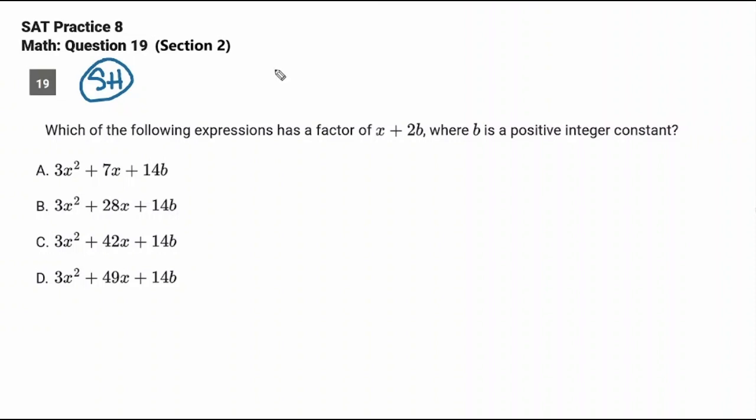But then I read the Evil Testing Service explanation for the problem on the SAT website, and I didn't feel so bad, because my explanation is way better than that one. Which of the following expressions has a factor of x plus 2b, where b is a positive integer constant? So b is a constant, just means that ETS knows what it is, they're hiding it from you, and it's a positive integer. So you've got these things, these are called polynomials.